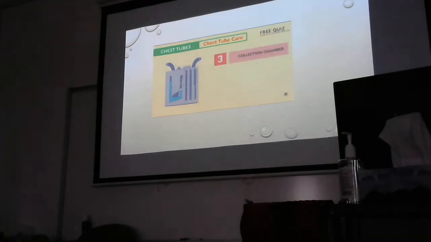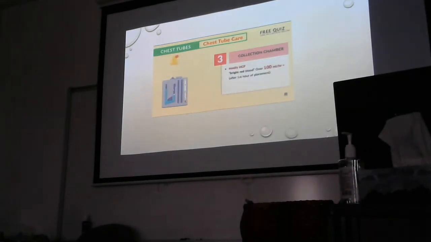Now, third, the collection chamber. This helps to drain the fluid as well as the blood from the lung. We assess this chamber every hour for the first 8 hours from insertion, then every 8 hours after that. Now, the key numbers to know of when to notify the HCP, write this down, it's always on exams. Bright red blood over 100 mLs per hour after the first hour of placement.